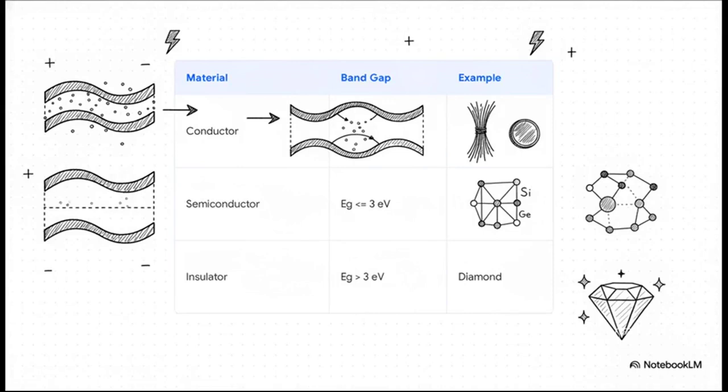On the flip side, insulators like diamond have a massive gap. We're talking greater than 3 electron volts. Almost no thermal energy can push an electron across that canyon. But semiconductors, things like silicon and germanium, sit right in that sweet spot in the middle, with a small gap of less than or equal to 3 electron volts. So, at normal room temperature, just enough electrons get the thermal energy they need to jump across.